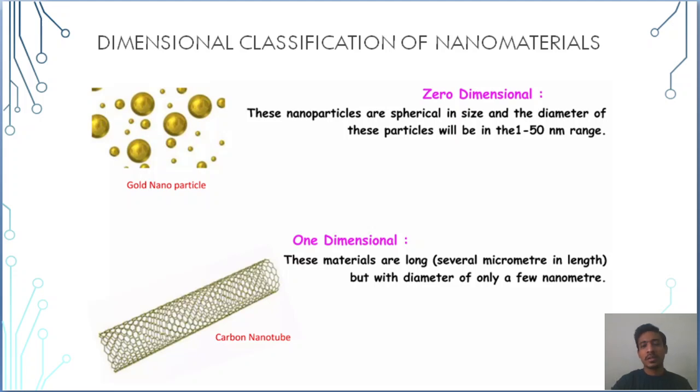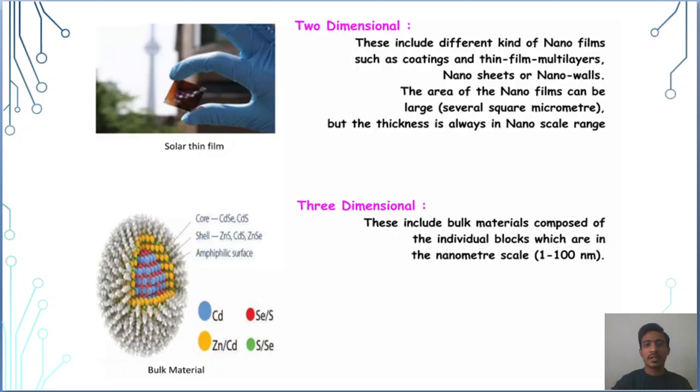Now, if we talk about what dimensions nanoparticles have, we can say that there are 0-dimension nanoparticles which range from 1 to 50 nanometer. Next, there are 1-dimension nanoparticles, such as nanotubes which are only a few nanometers in width but long, for example carbon nanotubes. Other than that, we have 2-dimension nanoparticles such as nanofibers, nanocoatings, thin films, nanoflares, nanoballs and nanosheets. These have a large area of several square micrometers but still come under the nanoscale range.